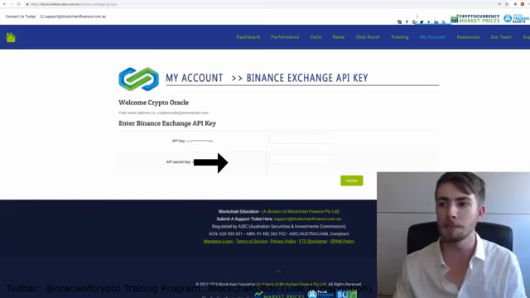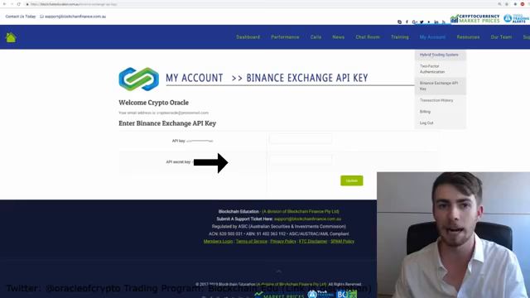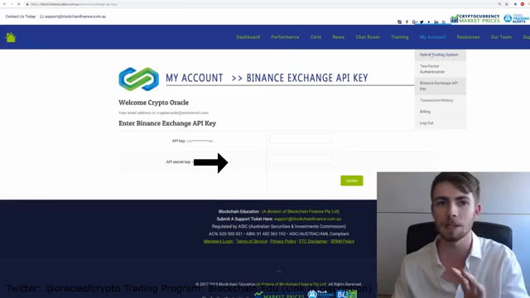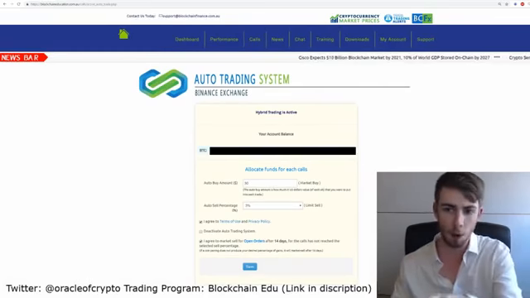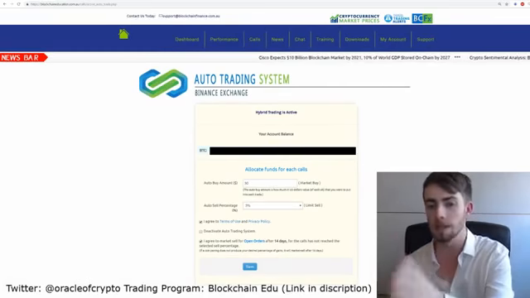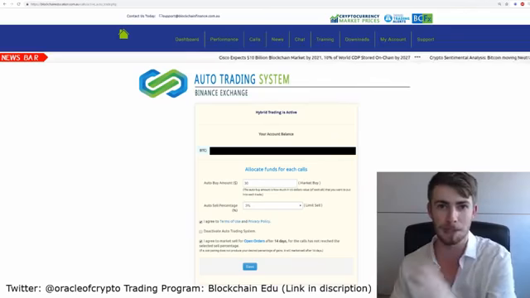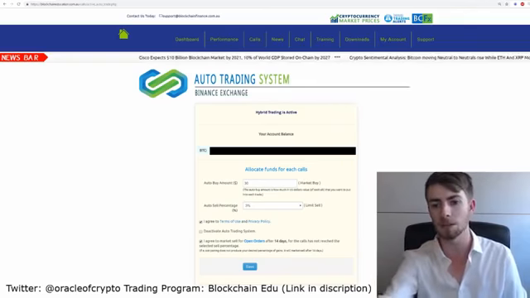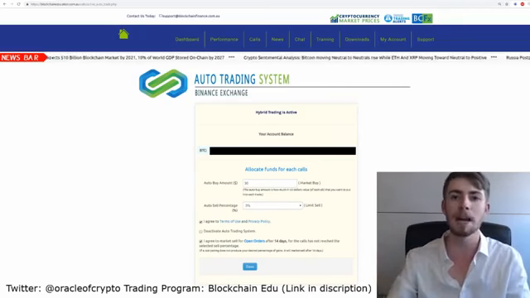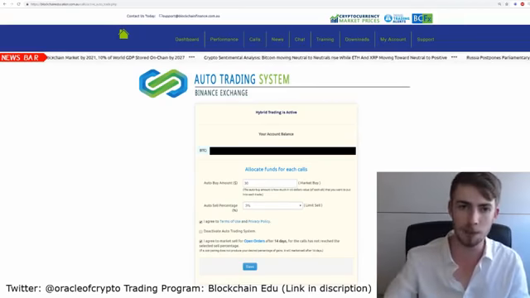And once you have your API set up, you just go to My Account and then hybrid trading system, and you can get everything done in basically a couple clicks. Once the Binance API is connected, all of your account balances for Bitcoin, Ethereum, US dollar Tether, and BNB or Binance token are going to be displayed. And then from there, you're going to want to go down to auto buy amount. Auto buy amount is how much money you want to put into each call.